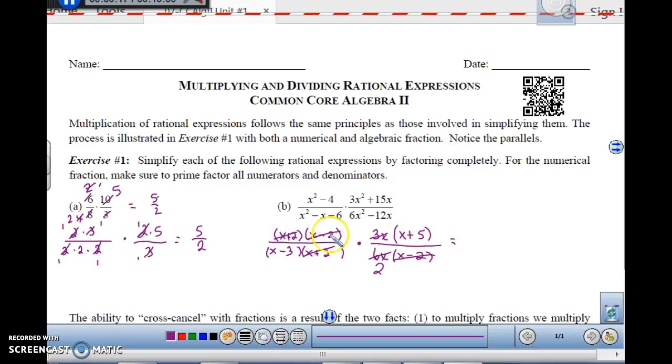All right, so what's left in the top? Well, we just have 1, 1, 1, and then x plus 5. And in the denominator, we have x minus 3 times 2, which we can leave just like that. You can multiply through if you want to, but it's not going to make a difference. So your final answer is going to be x plus 5 over 2 times x minus 3. So the trick to multiplying and dividing rational expressions is factor completely before you try to cancel stuff. Once you've got it factored, cancel up and down and diagonally.